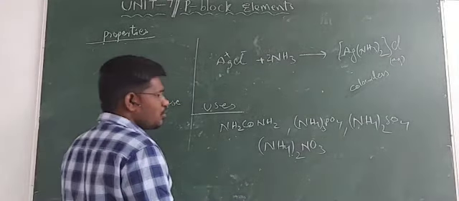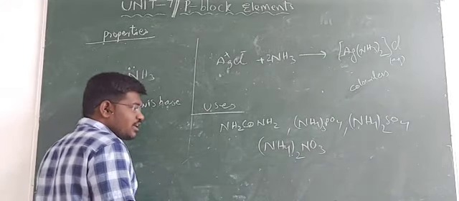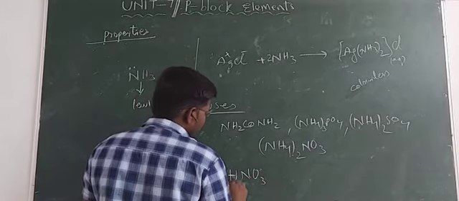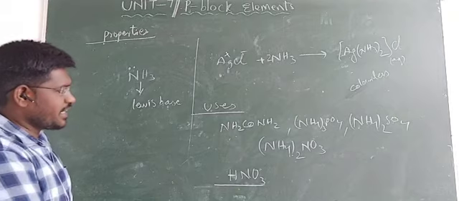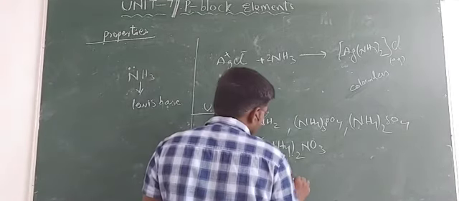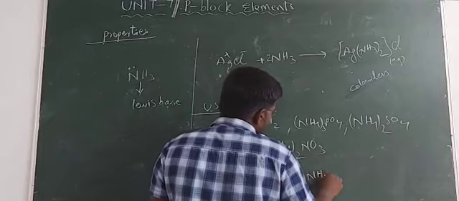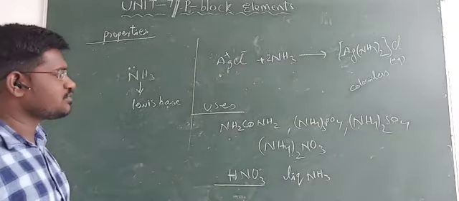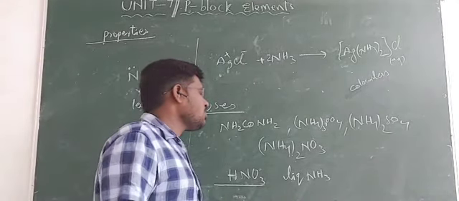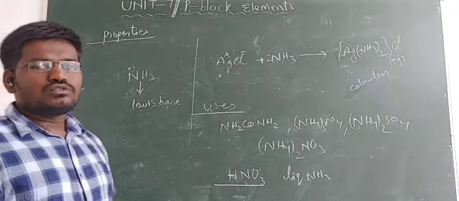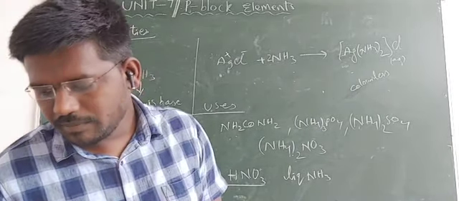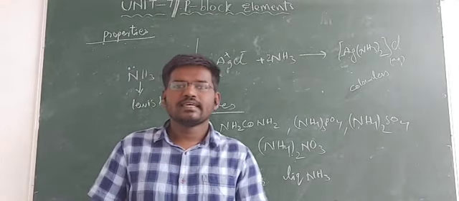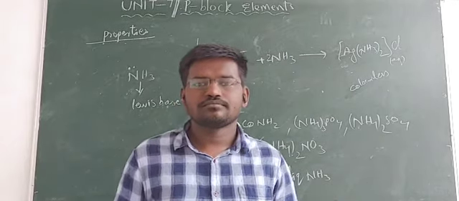And next, ammonia is used to make inorganic compounds. The very important one is HNO3. By using ammonia, you can prepare nitric acid. And next, liquid ammonia is also used as a refrigerant. You know that liquid nitrogen is used as a refrigerant. Like that, liquid ammonia is also used as a refrigerant. So right guys, this is about preparation, properties, and uses of nitrogen gas and ammonia. Thank you.